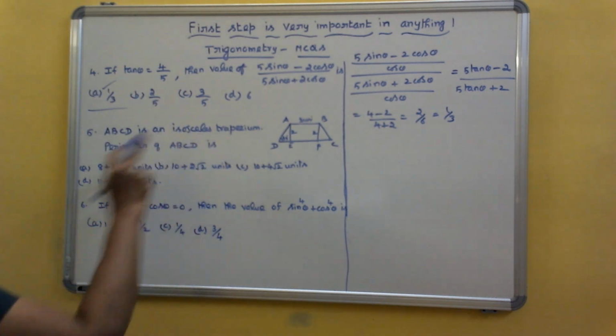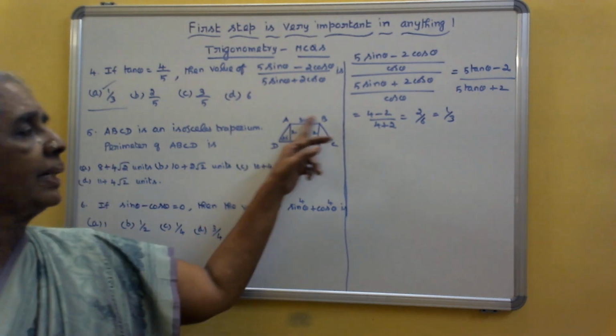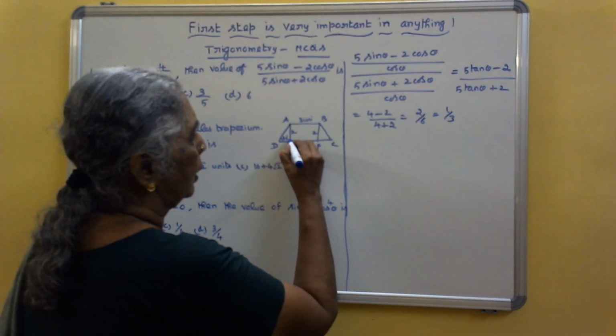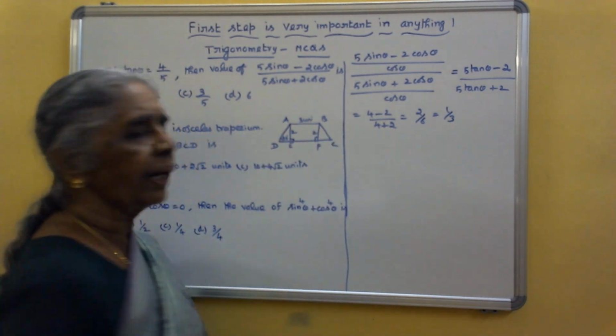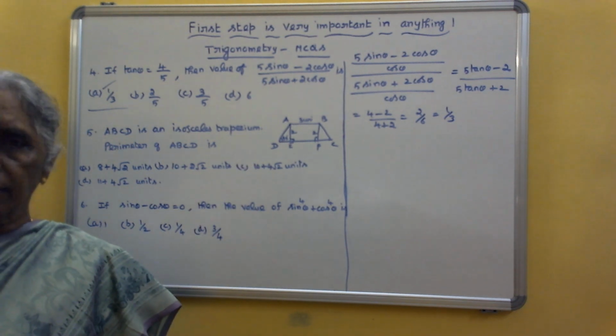Now let us come to the fifth sum. It's a bit different sum. ABCD is an isosceles trapezium. You want to find the perimeter of ABCD. It is given AB is 3 units and AE, that is actually a perpendicular, similarly this one, and they have given it to be 2 units. The angle D is given to be 45 degrees, right?